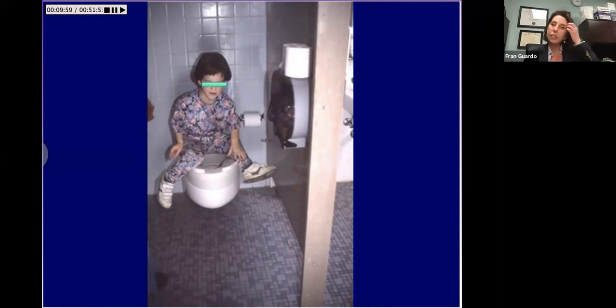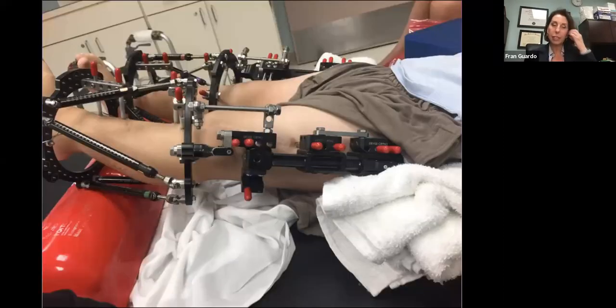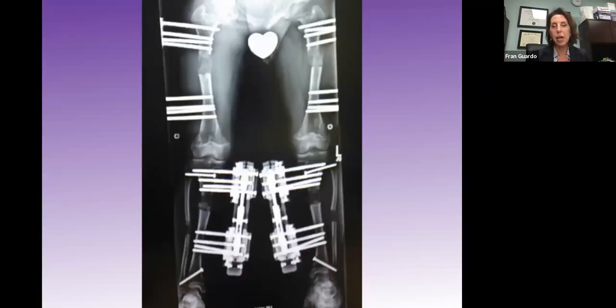This is a four-segment lengthening with an external fixator, and the top has a modular rail system and the bottom has a Taylor spatial frame. This is a bit of an older picture. Nowadays it would be a Vilex and a drive rail. And this is an X-ray of external fixation.